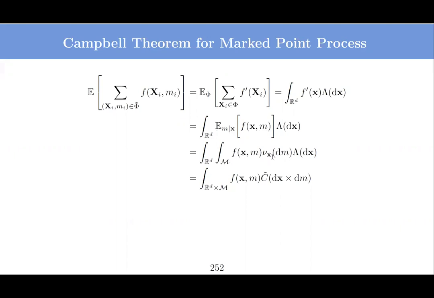Now, if you recall, nu_x and Lambda dx, if you multiply, they will become the Campbell-Mecke measure, which is C(dx cross dm). So this will be just the integration of f(x, m) on this Campbell-Mecke measure. So you can see that now this looks exactly like Campbell theorem. The marked point process is a point process with this intensity measure. If you take (xi, mi) as the coordinate of the point in the equivalent point process, then this is just a summation over all coordinates, and you get this Campbell-Mecke measure. You multiply by the function, and then you integrate it.